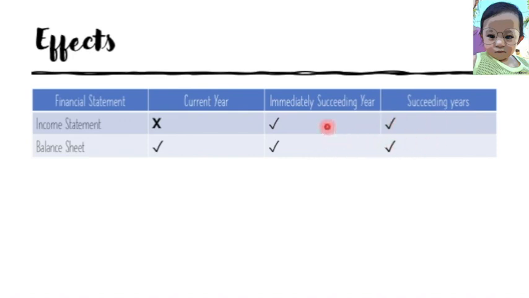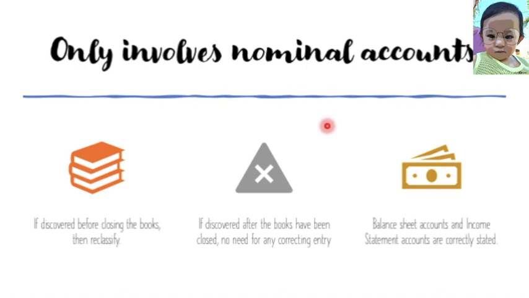So what are the effects? If discovered before closing the books, then reclassify. If discovered after the books have been closed, no need for any correcting entry. Balance sheet accounts and income statement accounts are correctly stated. After closing the books, the balance sheet accounts are correctly stated. The net income is correct. However, the individual balances are incorrect.